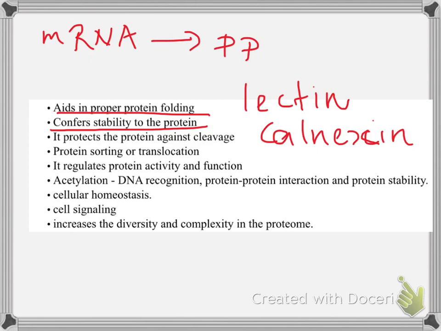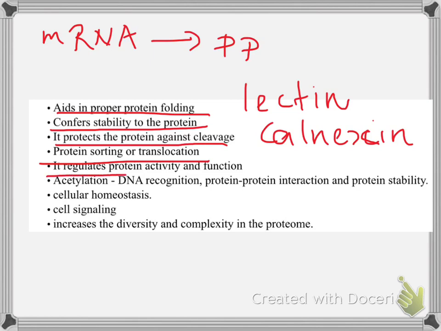Next one is, it protects the protein against proteolytic cleavage by blocking the cleavage sites. Next one is protein sorting or translocation. If phosphorylated mannose residues are present in the protein, it always goes to the lysosome. So protein sorting and translocation also happen with the help of post-translational modification.